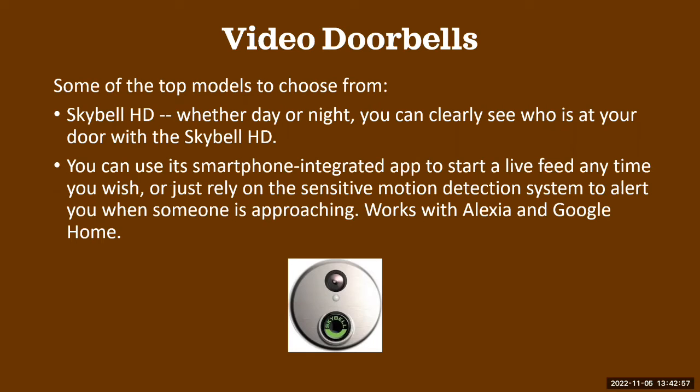Some of the top models to choose from include the Skybell HD. Whether day or night, you can clearly see who's at your door with a Skybell HD. You can use its smartphone integrated app to start a live feed at any time you wish, or just rely on the sensitive motion detection system to alert you when someone is approaching. It also works with Alexa and Google Home.